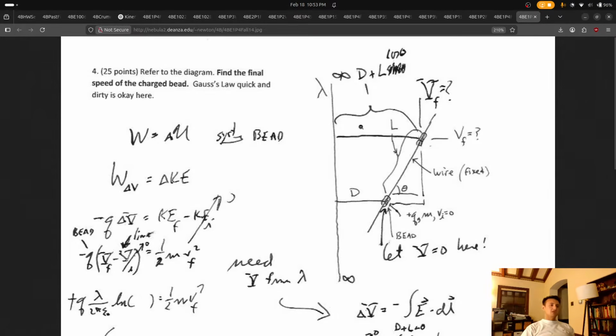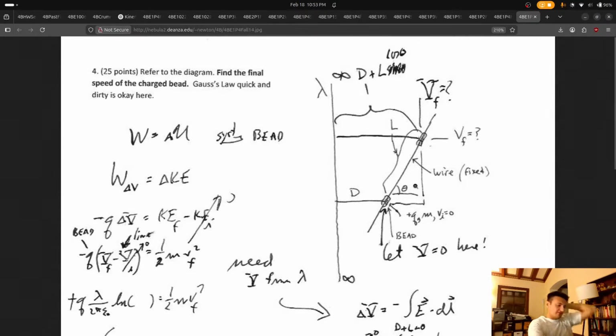Okay, so Gauss's law, you get whatever 1 over r, and then this is going to be, what are you given? Refer to the diagram, find the final speed of the charge. Okay, d plus L, d. So you're going to travel, wait, what? Oh, cos theta. Okay, you're going to travel L cos theta.